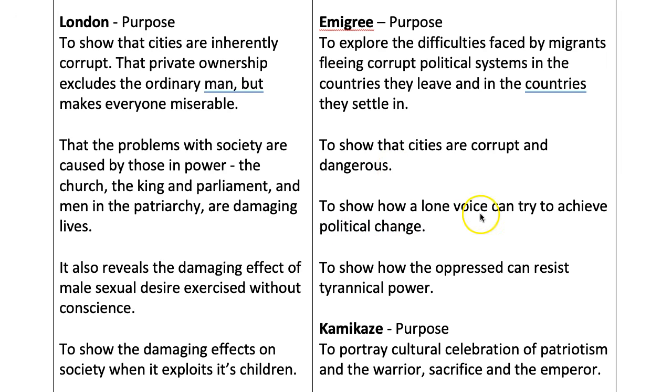She has a lone voice where she's trying to achieve political change. It's a bit of a protest poem. And London is also a protest poem. Blake wrote it in response to the French Revolution, and he's asking his readers, why haven't we also had a revolution to get rid of our corrupt king and corrupt church? Quite an interesting idea. So both are after political change, and also showing how both can try to resist the power of tyrannical rulers. So this is, if you like, a resistance poem as well. So loads of poets' purposes that we can easily compare there.